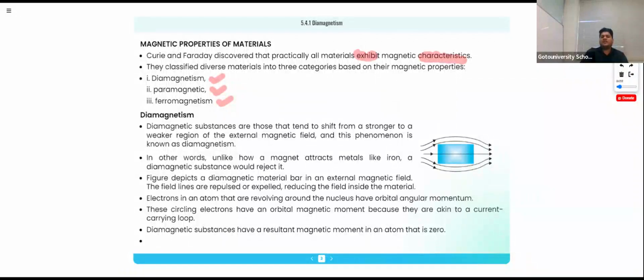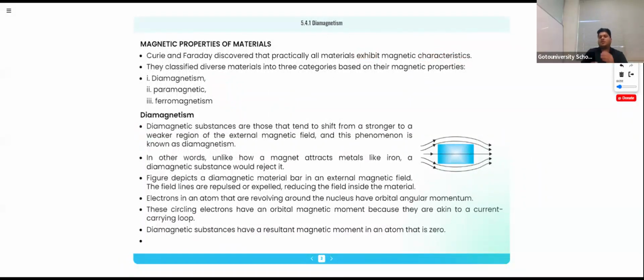What is the meaning of diamagnetism? See, diamagnetic materials are the materials which tend to shift from a stronger to a weaker region of the external magnetic field, and this phenomenon is known as diamagnetism. I will explain you in detail about this.